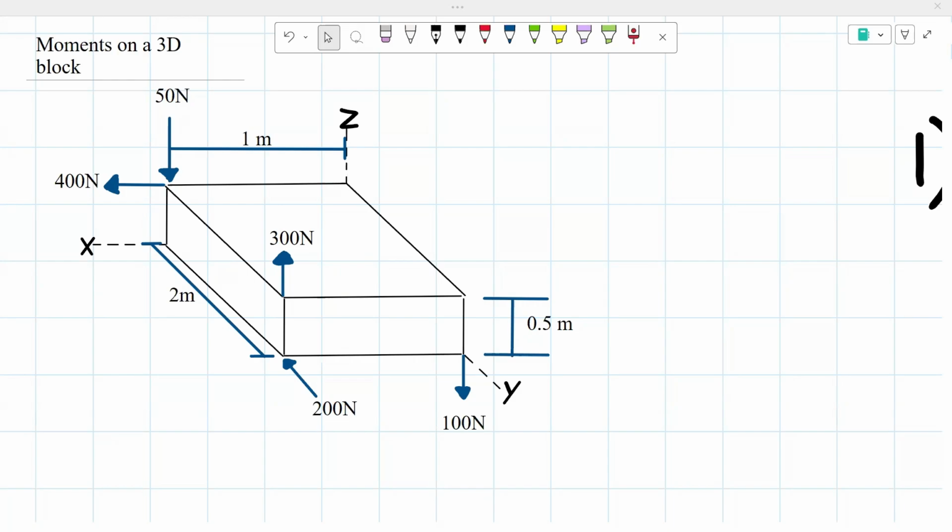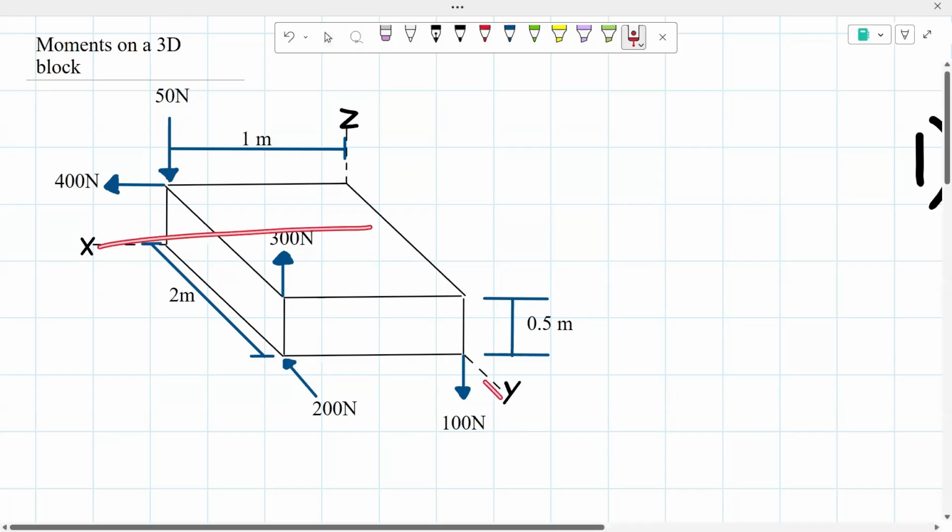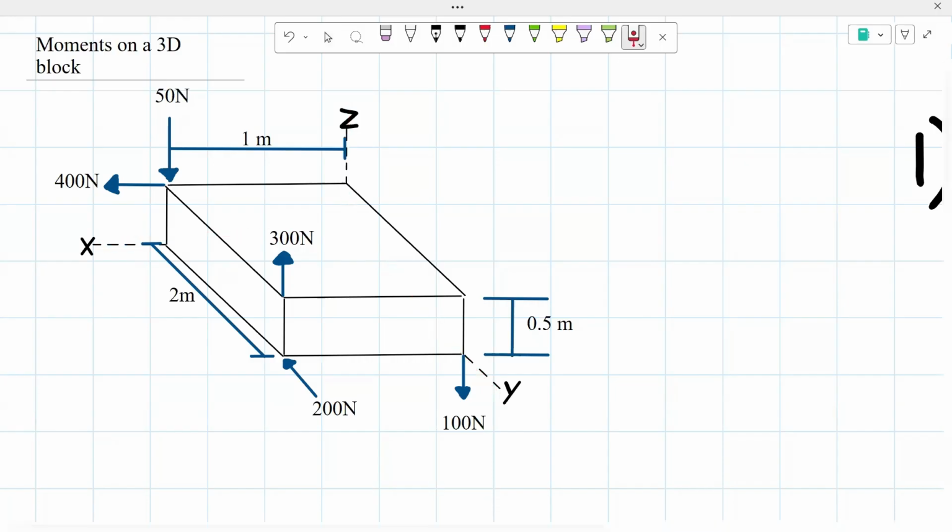Hello everyone, today I want to show an example on finding a moment on a 3D block. As you can see, we have our X, our Y, and our Z axis where our block is sitting on. And from there we have 5 forces acting on that block. We have our dimensions. It has a height of 0.5 meters. Then we have that 1 meter width, 2 meters of length.